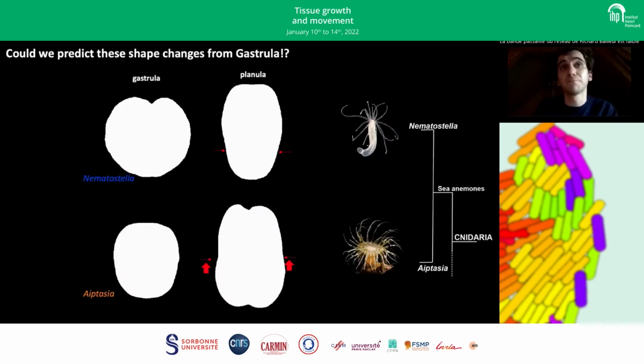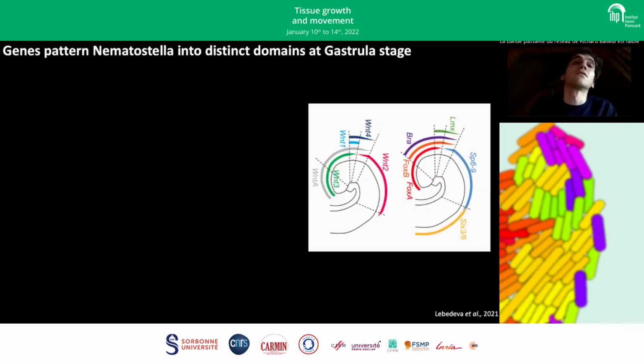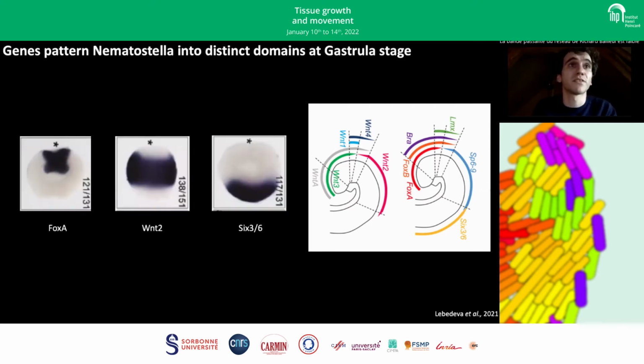So what I did is that I looked at gene expression to see if it foreshadows anything. A lot of work has been done on the genetics of this animal. I'm showing here a diagram from a very recent paper. We did a huge work to describe the patterning on the oral axis of Nematostella at gastrula. And I selected 3 genes here, FOXA, WNT2, and 636. I repeated these experiments, but not only at gastrula, across the whole dynamics and also in both species, including Aptasia.